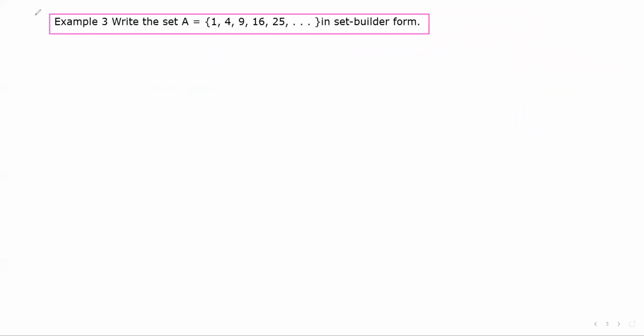Next. Write the set A, which is given in roster form, in set builder form. So to write anything in set builder form, you have to form a relation. You have to find a relation amongst different elements. What is common that you can see in the different elements of the set? You can write this A set as 1, 4 can be written as 2 squared, 9 as 3 squared, 4 squared, 5 squared, and so on.